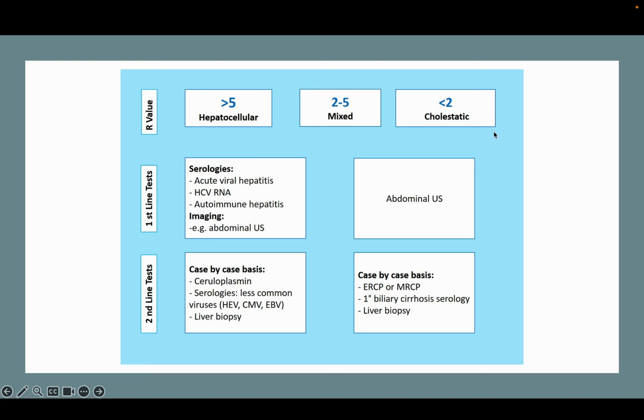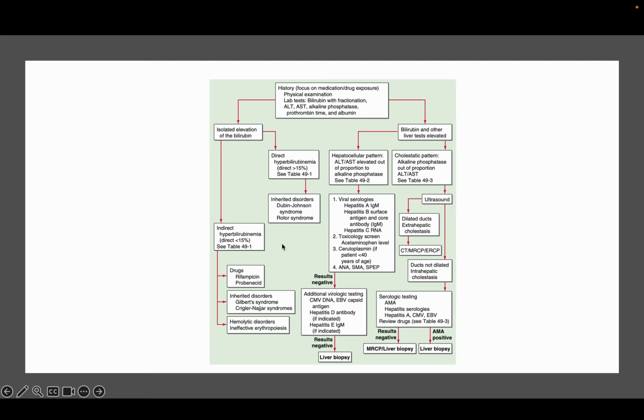If there is a cholestatic pattern, first get an ultrasound done. If you see any biliary dilatation or gallstones, then get an MRCP or ERCP. If there is still nothing, no duct dilatation, you can go for AMA levels and liver biopsy. If the pattern is mixed, you need to work up for both. So this is how you examine.